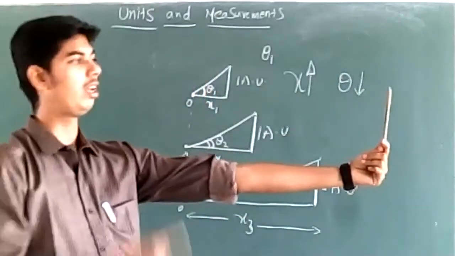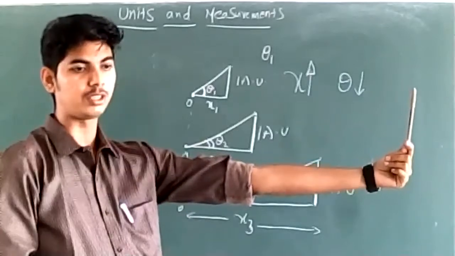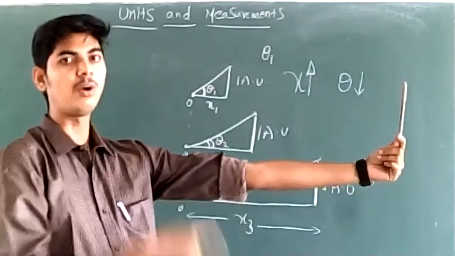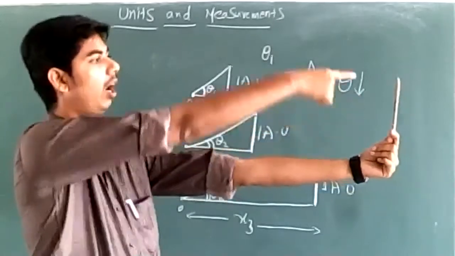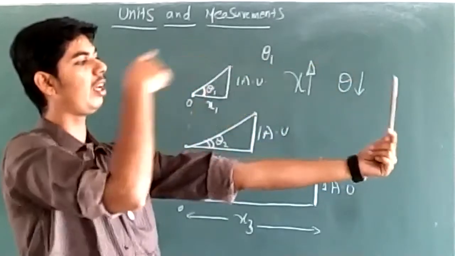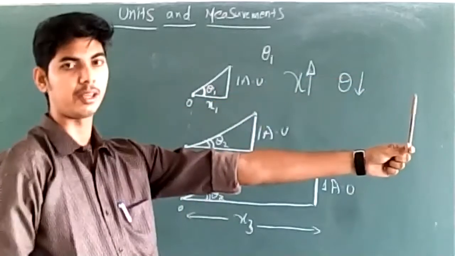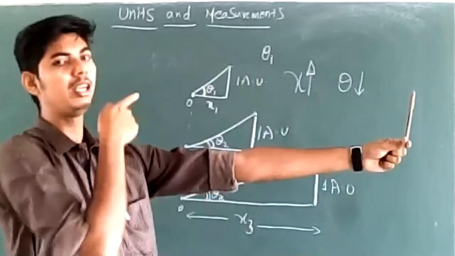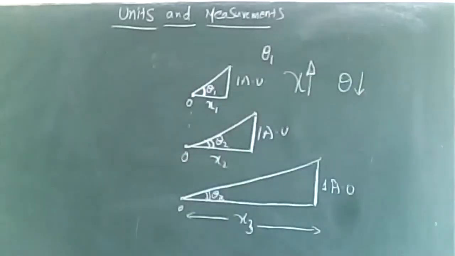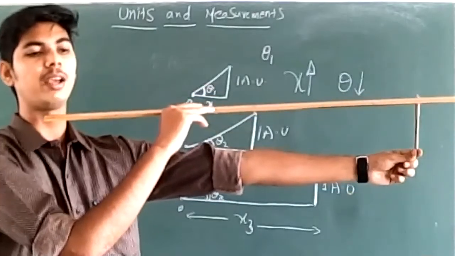Okay, I have taken it to a certain distance. See, my eye is the point of observation. This is the arc, and now I have taken the arc to a very large distance, and now this arc is subtending an angle of 1 second at my eye. This arc is now subtending an angle of 1 second at my eye.